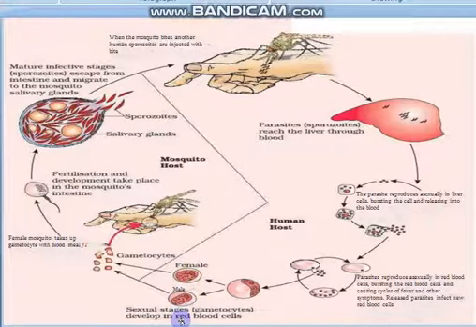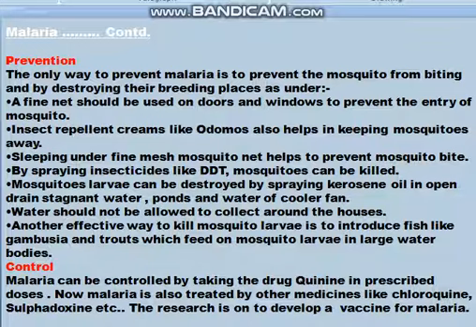Now it has to reproduce sexually, and when again the mosquito bites a person, these male and female gametocytes enter the body of the mosquito, and in the body of the mosquito sexual reproduction takes place, that is, fertilization takes place, and then again sporozoites are formed. These sporozoites go into the upper portion of the mosquito and enter the salivary gland of the mosquito, and then again when the mosquito bites a human being, these sporozoites enter the body of the human being, and in this way the life cycle goes on. So in the life cycle of Plasmodium, it has two hosts: one is the human being and the other is the female Anopheles mosquito.